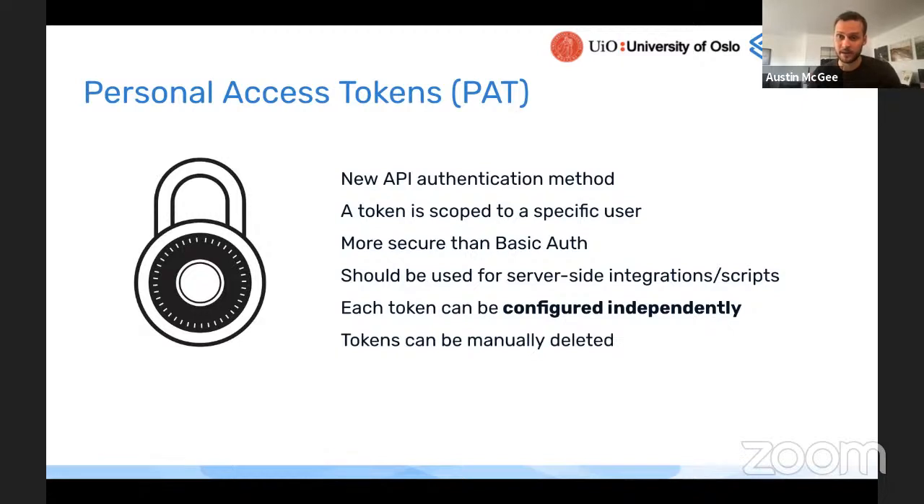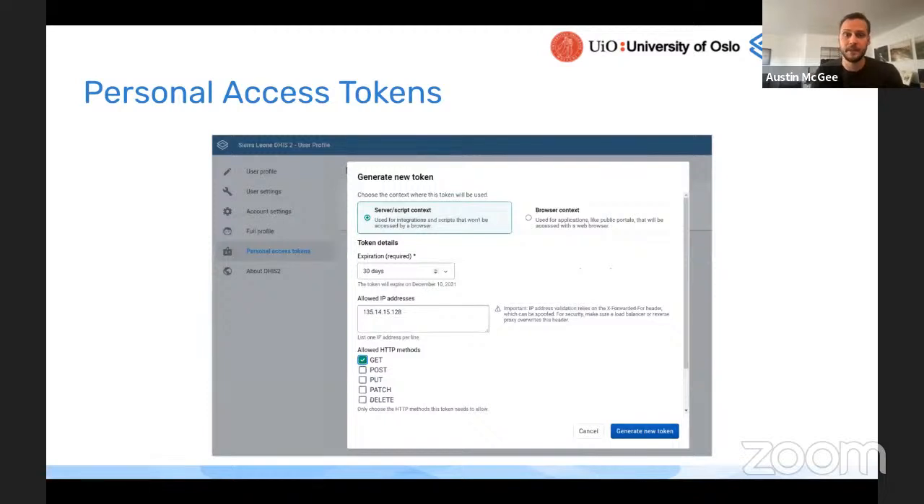It's also important that these are used for API authentication, but you can't use a personal access token to log into the interface of DHIS2, which is another level of security when using this over basic authentication. If you accidentally expose the username and password for a particular user, then someone that has access to that can do everything in DHIS2, can log in, can create new personal access tokens, can do everything else.